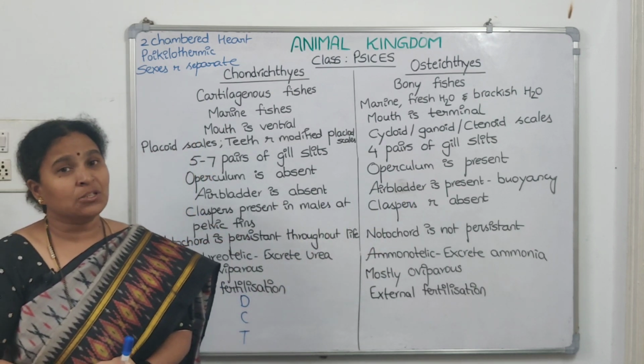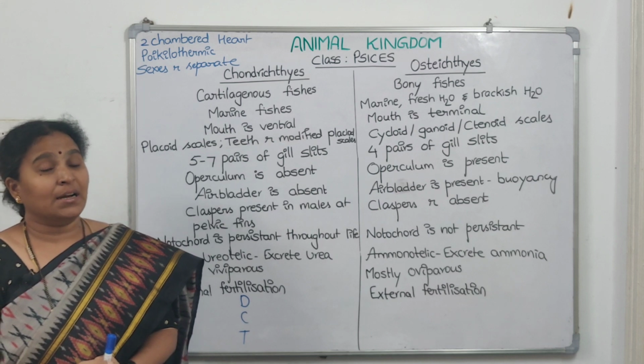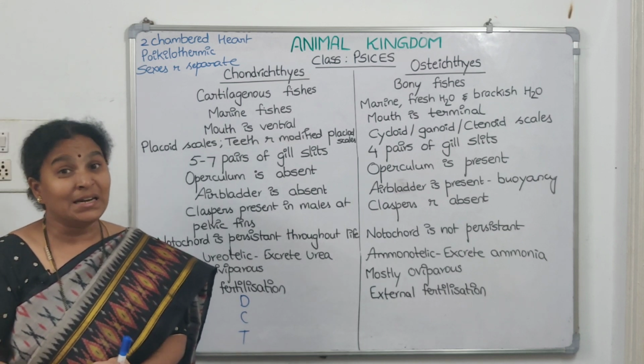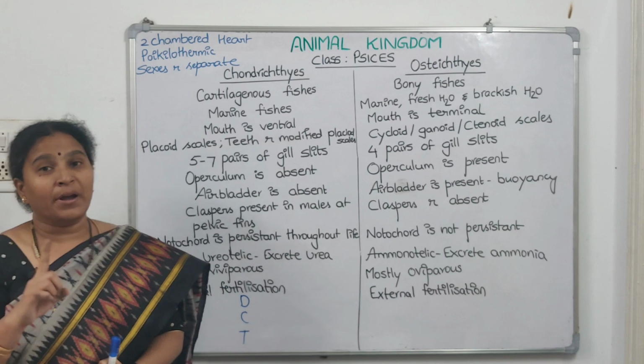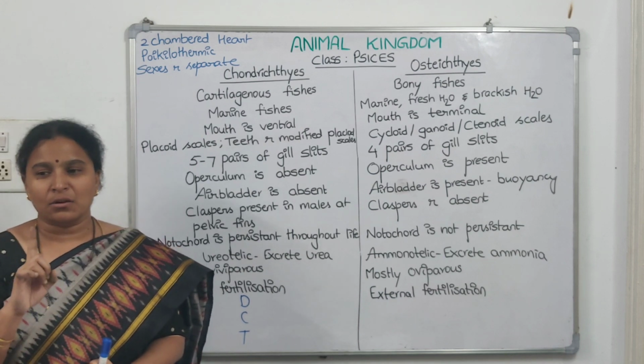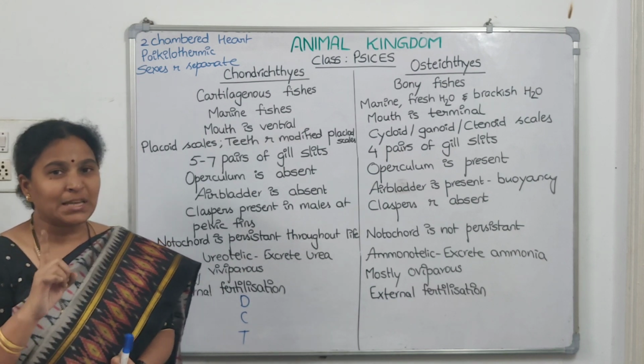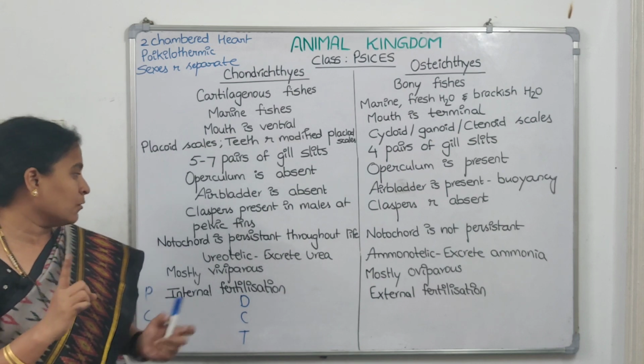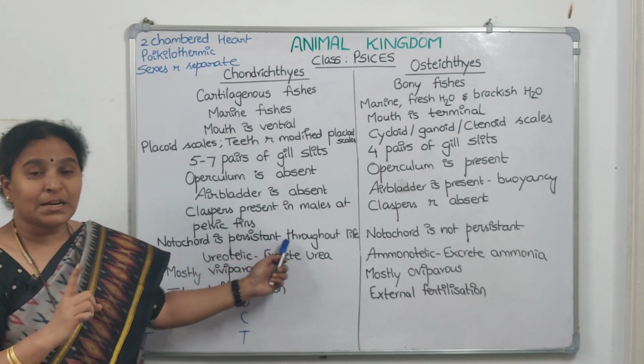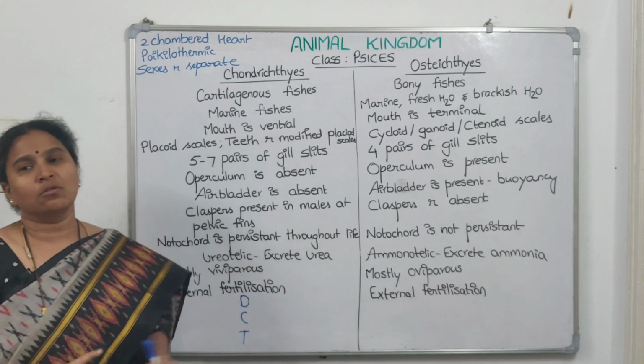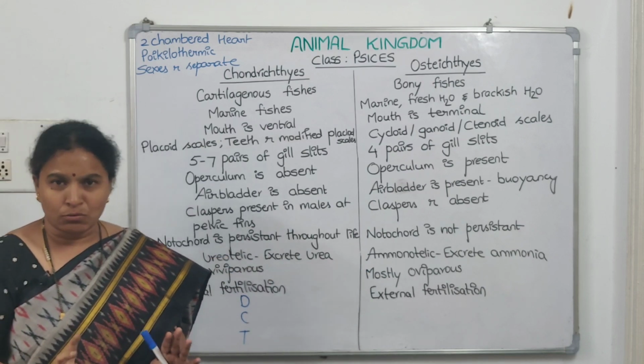In cartilaginous fishes, like Cephalochordata, the notochord is persistent throughout life. For Cephalochordata, we wrote that the notochord is persistent throughout life. The same point is applicable for cartilaginous fishes also. For bony fishes, the notochord is not persistent throughout life.